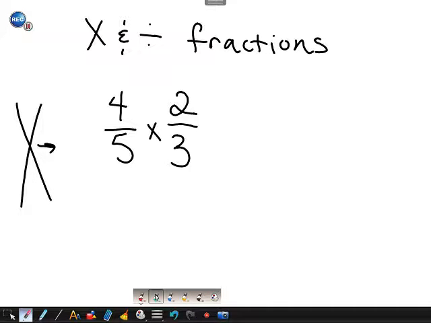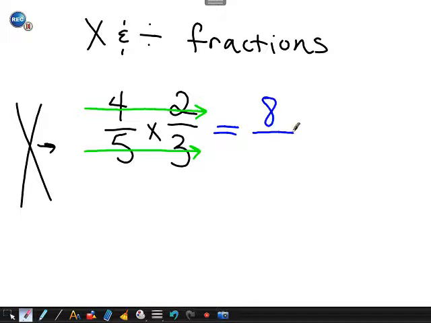Multiplying fractions, not bad, because you don't have to worry about common denominators. You actually just multiply straight across. You don't have to worry about the 5 and the 3 and making 15, because you're going to do that anyways. In adding and subtracting, you would always have to start with your common denominators first. Well, multiplying is a whole lot easier than that because it's just going to happen anyways. So 4 times 2 is 8, and 5 times 3 is 15.